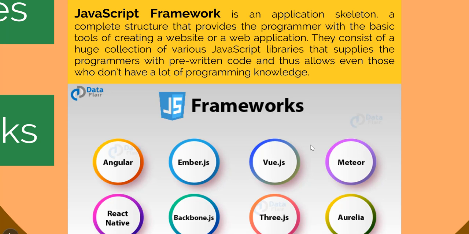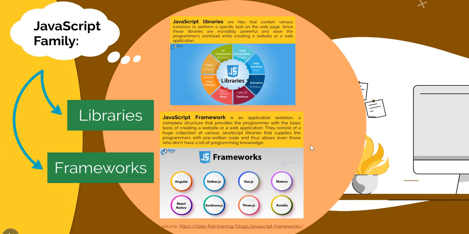So frameworks are a step ahead of these JavaScript libraries, and these frameworks provide you a complete environment where you can design your websites. So the most popular frameworks available in the market are, for example, Angular. Angular.js, you might have heard of Angular.js, and it is considered to be one of the top considerations while choosing a JavaScript framework. So similarly, you have Ember.js and others. React Native is very famous. Aurelia is very famous. So these frameworks are available in the market, and you can use these frameworks. And they ease out the process of designing a good responsive website or web application. So this was a brief introduction about JavaScript libraries and frameworks.